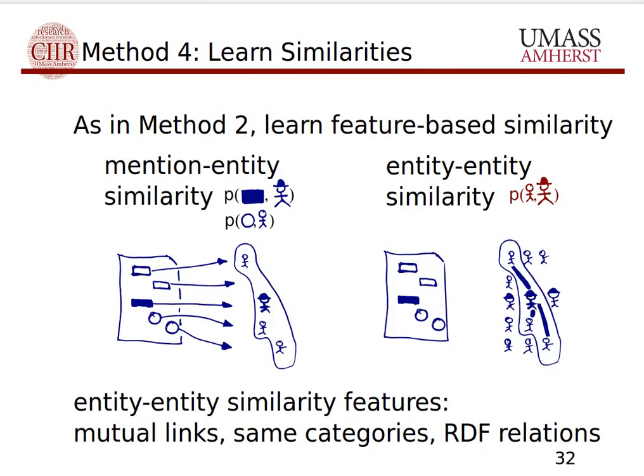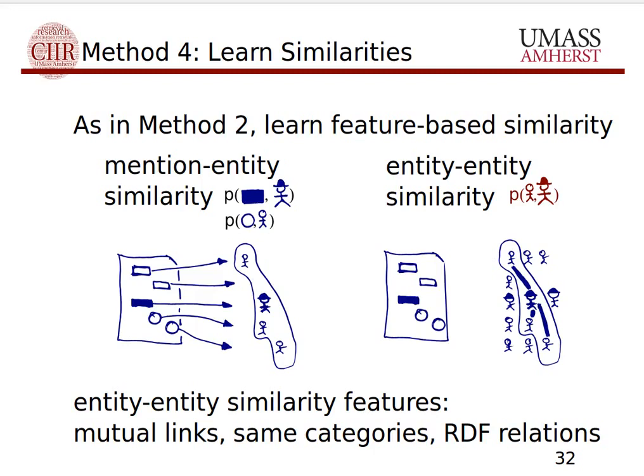So we have to learn similarities because in order to resolve the product, we need one scalar value, and maybe we have different features that give different indications. As in method number 2, we learn the feature-based similarity, but we have two kinds of similarities. The first one is the similarity between mentions and entities, which is what we already learned in method number 2. And the same similarity is used for both contextual neighbors as well as the query mention.